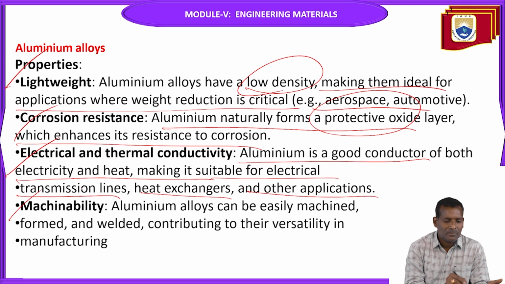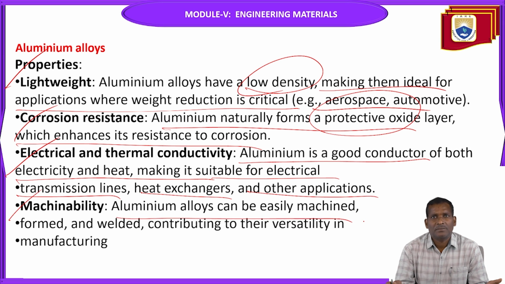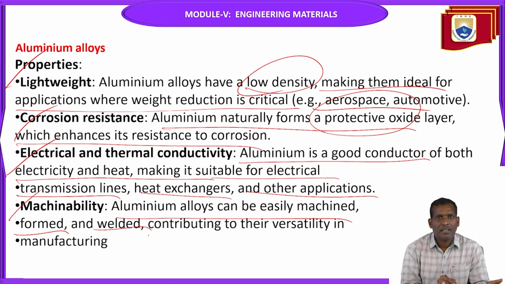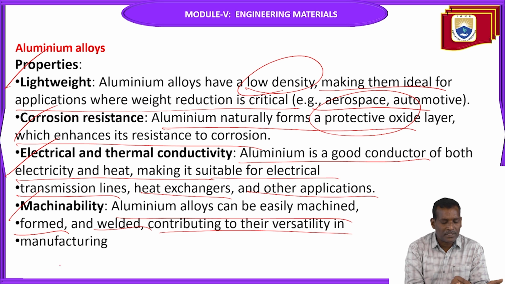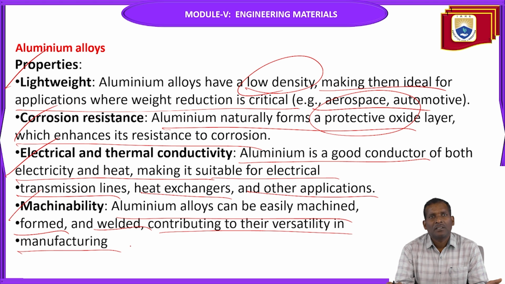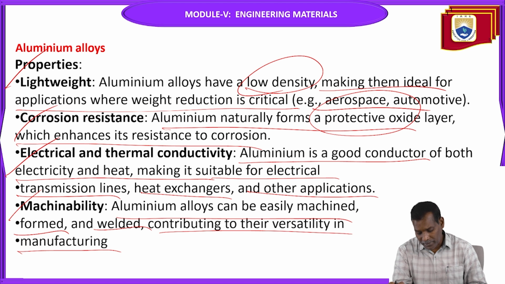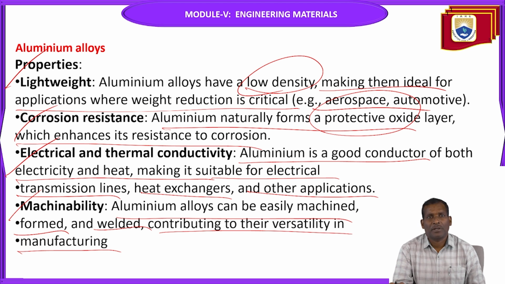Machinability. Aluminum alloys can be easily machined, formed, and welded, contributing to their versatility in manufacturing. So good weldability, good machinability, and good formability. They can be easily machined; turning, step turning, or facing, any operation you can do easily. So they have that machinability property.